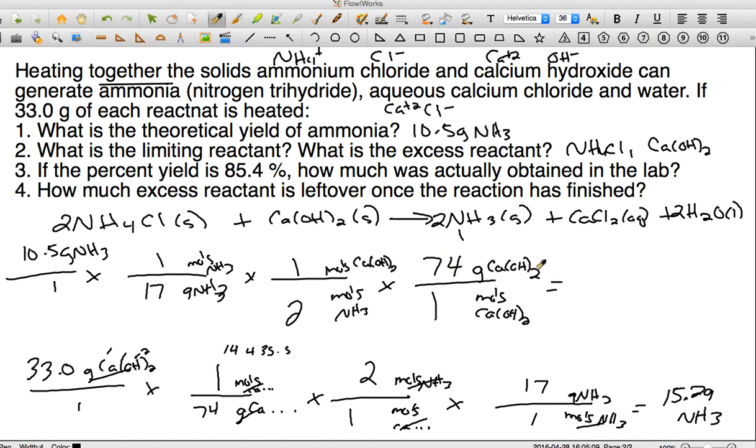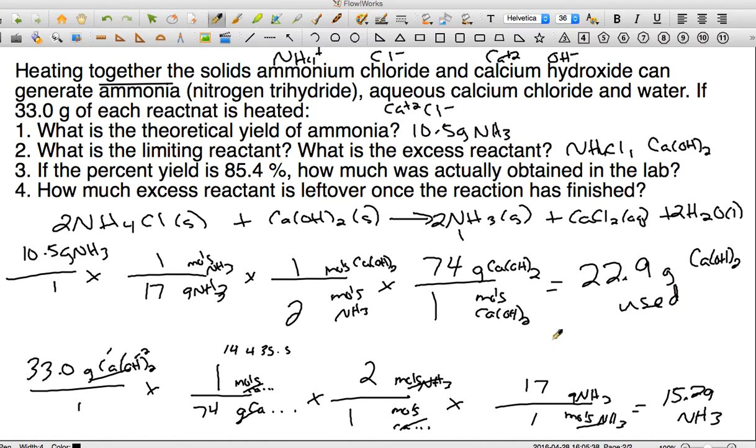Okay, so now to enter it in my calculator, I take my 10.5 times 74 equals, and divided by 17 times 2, which is going to be 34. So when we do that, we end up with 22.9 basically grams of the calcium hydroxide that was used. This was used, don't forget.